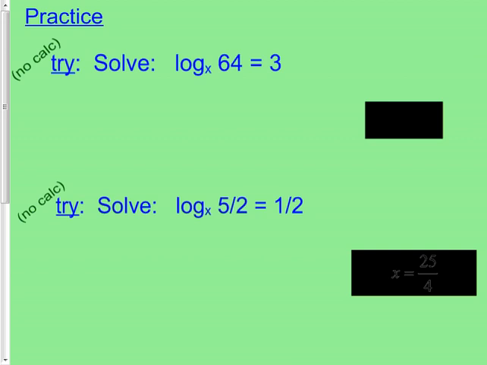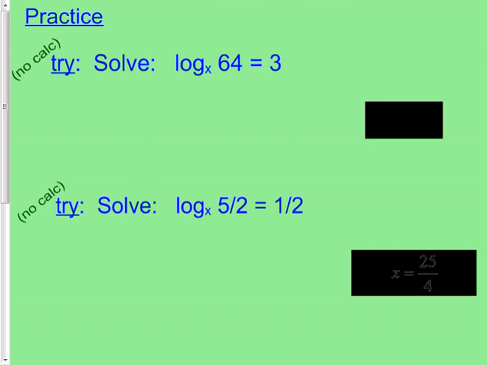Again, these are just really easy. I bet you can probably do this in your head. Look at the first one, in your head. X to the 3rd equals 64. Are you able to do that in your head now? So x to the 3rd is 64. What's x got to be? 4. Because 4 to the 3rd is 64.